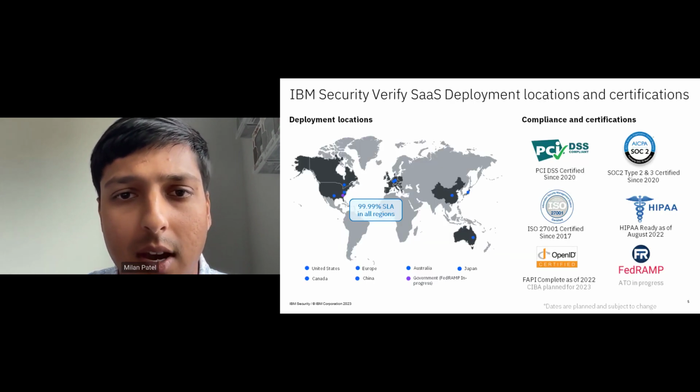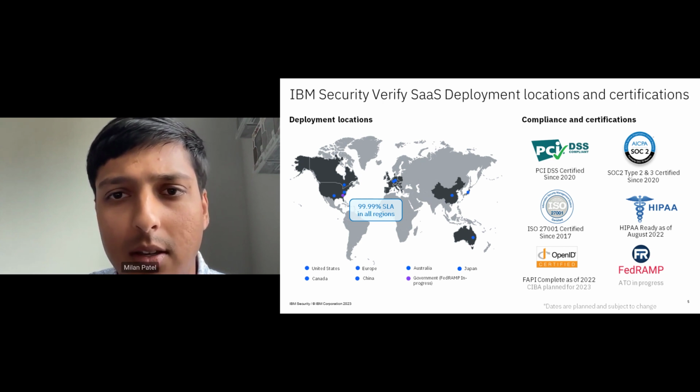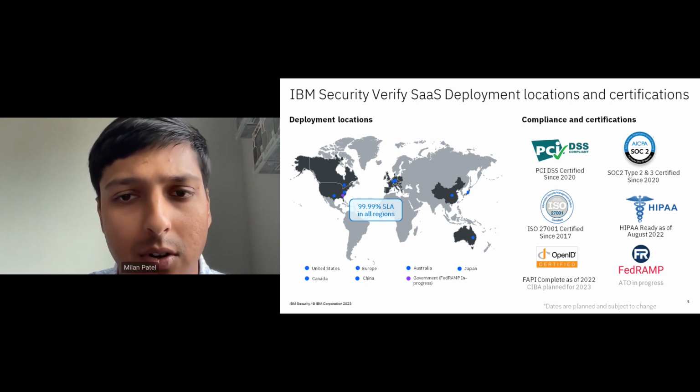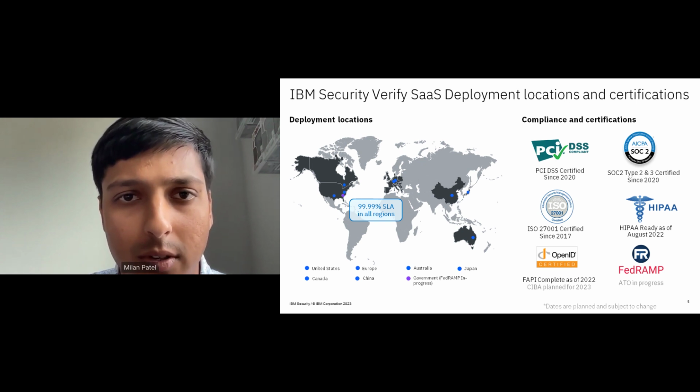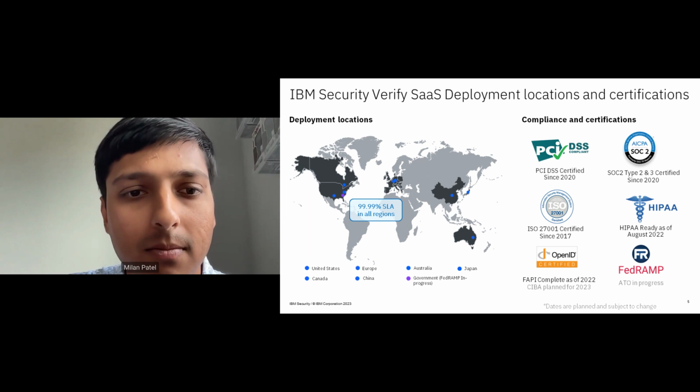Specifically for Verify SaaS, we're deployed in six regions. We have a 99.99% SLA, and we have a breadth of certifications across different industries and verticals. Just to paint the picture that this is a global service supported in many regions with high availability as the utmost importance for us as well as our customers.